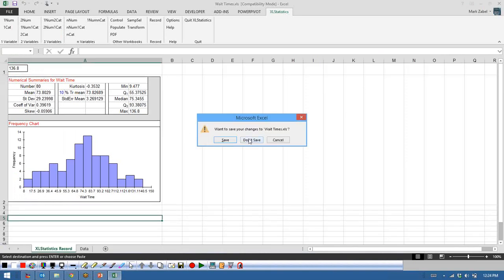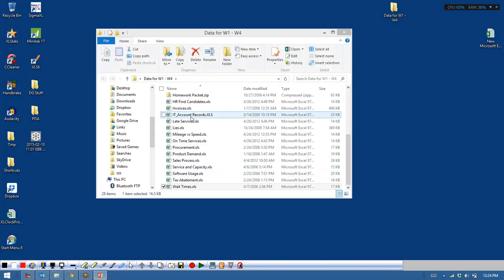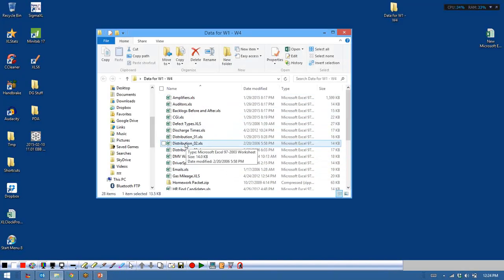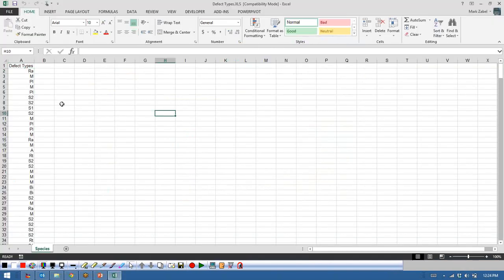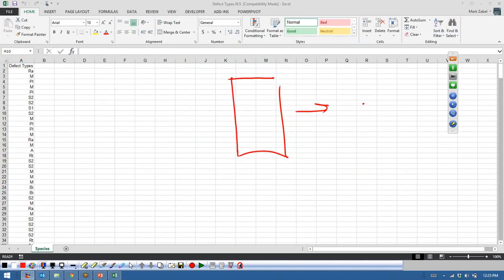I'm going to close this down, and I'm not going to save. And I'll get up the defect types. Okie dokie. So as you can see here, we have one variable and it's defect types. This is not rocket surgery here, folks. What type of analysis are we going to do on this one? One cat. You got it. See, that was tough, wasn't it? We have our box. There's our variable. It's defect types, and it is a cat.